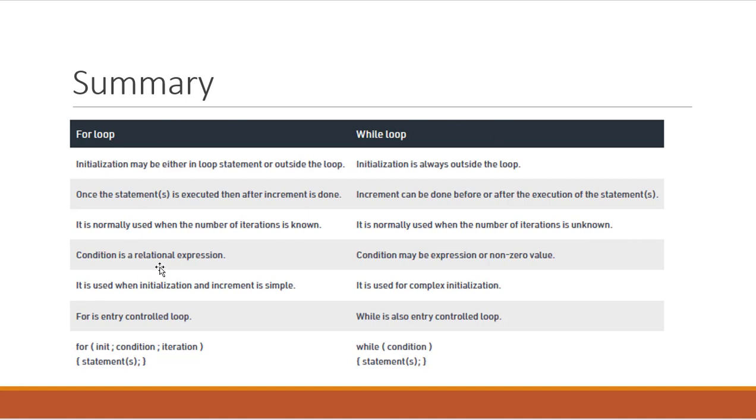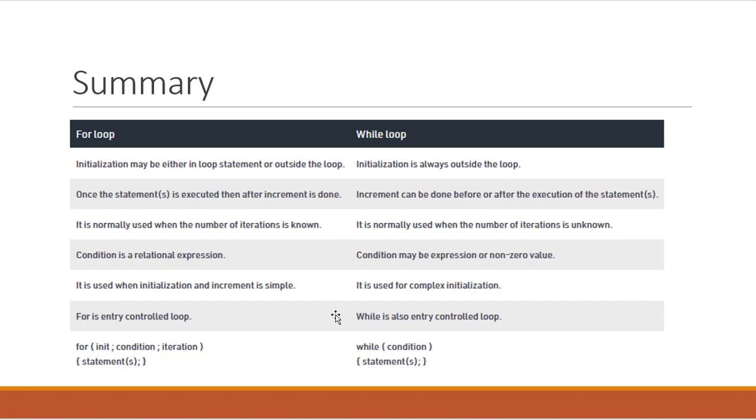Now, the condition is a relational expression. In your while loop, the condition may be an expression or a non-zero value. Whereas a for loop is used when initialization and increment are simple. Whereas a while loop is used for complex initialization, right? And a while loop is used for entry control loops, whereas your for loop is also used for entry control loops. So this could be one of the similarities of your for loop and your while loop.